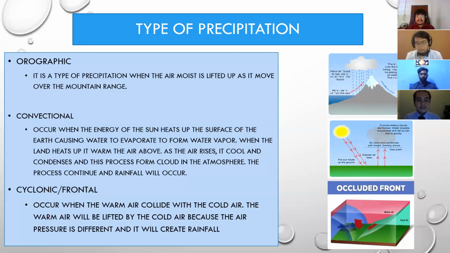The third one is cyclonic or frontal. It occurs when the warm air collides with the cold air. The warm air will be lifted by the cold air because the air pressure is very different. The cold air is much denser than the warm air, and it will create rainfall.